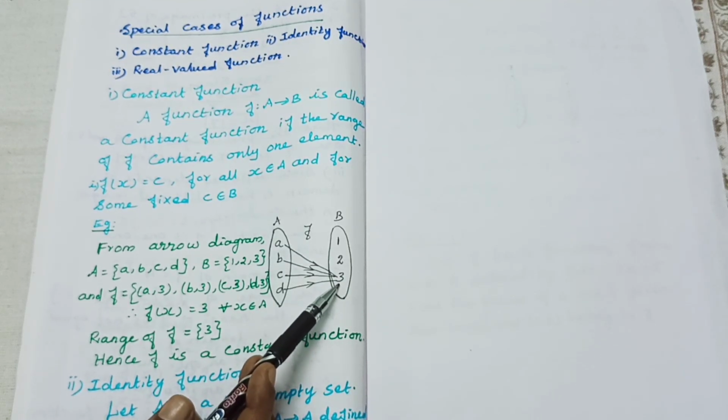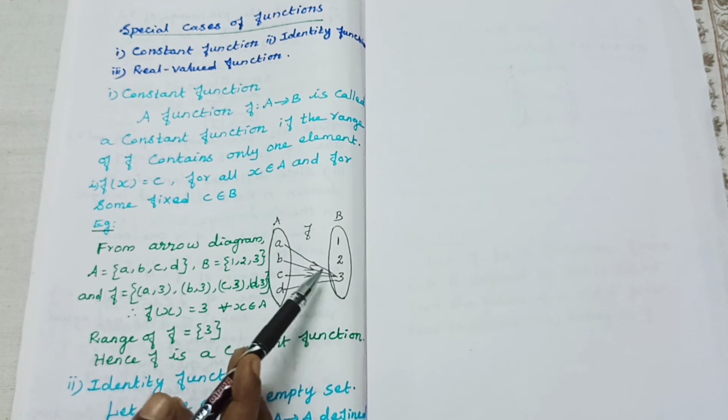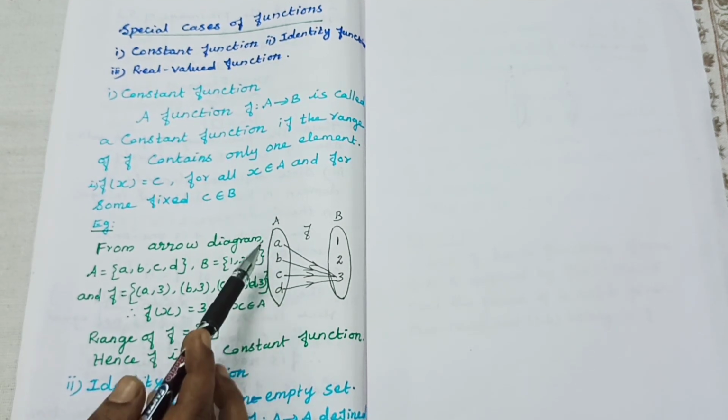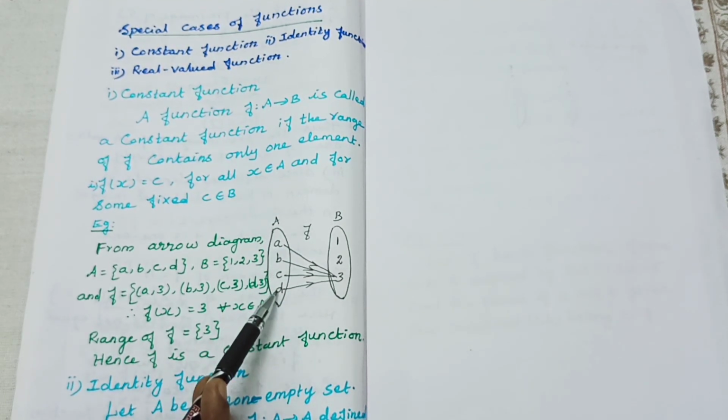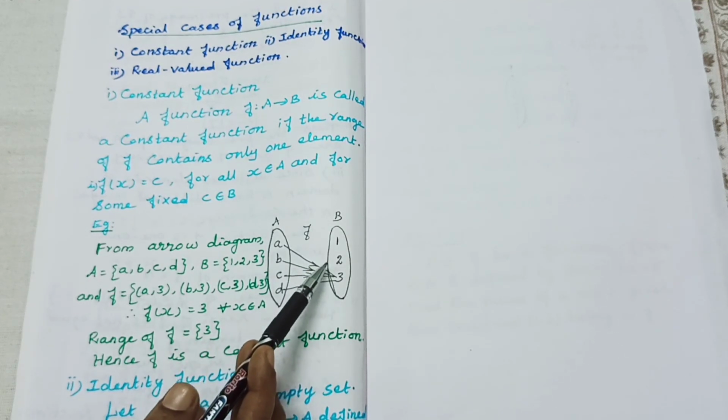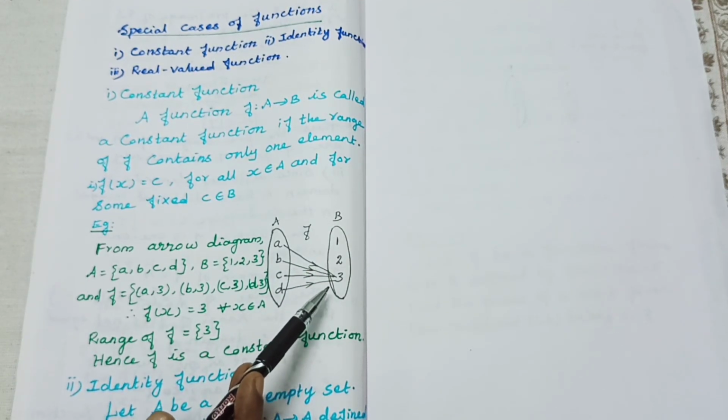In the diagram you can write A is equal to the set of a, b, c, d, then B is equal to the set of 1, 2, 3. Here which is the range? 3 is the range, isn't it? Range of f is equal to the set of 3.